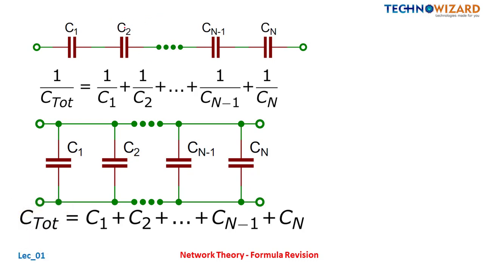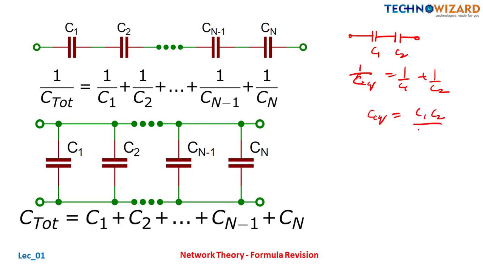Now, if two capacitances C1 and C2 are connected in series, then 1 upon C equivalent is equal to 1 upon C1 plus 1 upon C2, or you can calculate C equivalent as C1 C2 upon C1 plus C2. If two capacitances are connected in parallel, then simply add the capacitances to find the total capacitance. Therefore C equivalent will be equal to C1 plus C2.